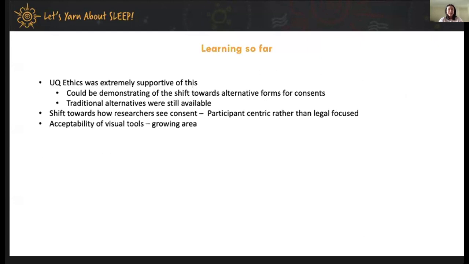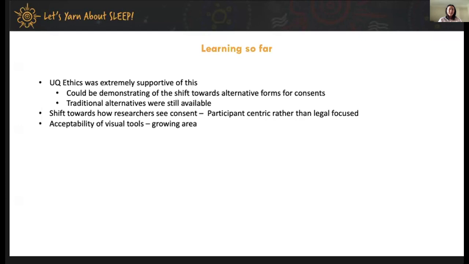What we've learnt so far is that the University of Queensland's Ethics Board was extremely supportive of this. We hypothesized that this could demonstrate a shift towards alternative forms of consent, but it could also be because we did supply the traditional alternatives through the QR code and physical copy as well. We think there's a shift in how researchers see consent: rather than focusing on legalities and protections, having that certainly as a side, but also holding the participant throughout the whole consent journey.